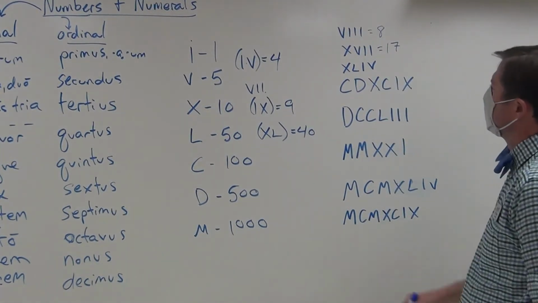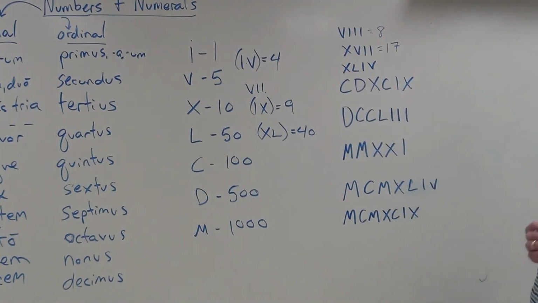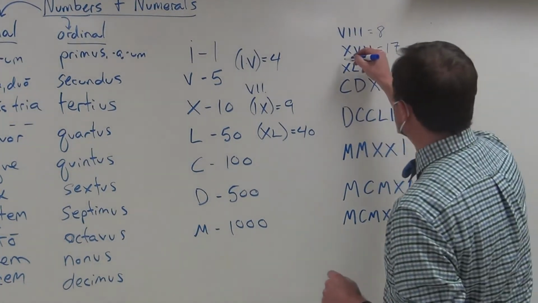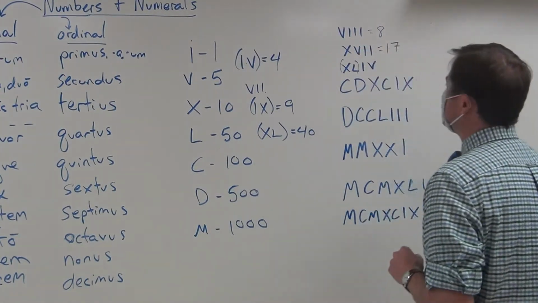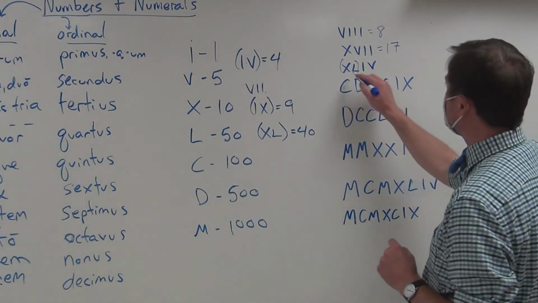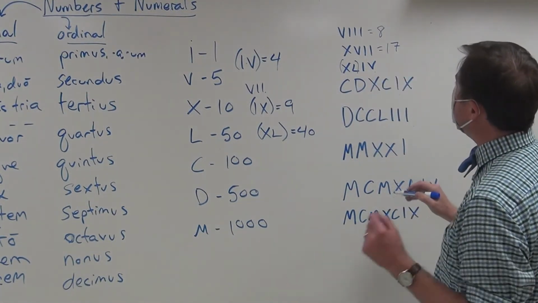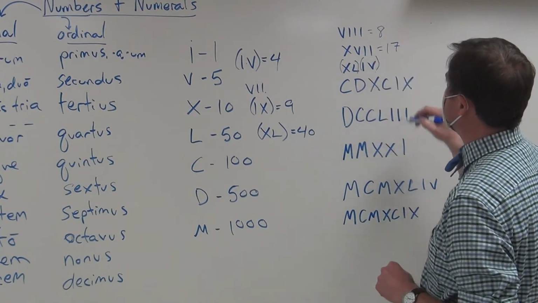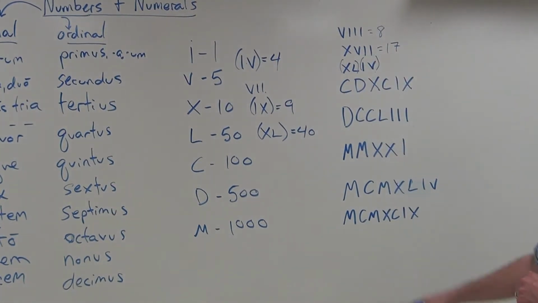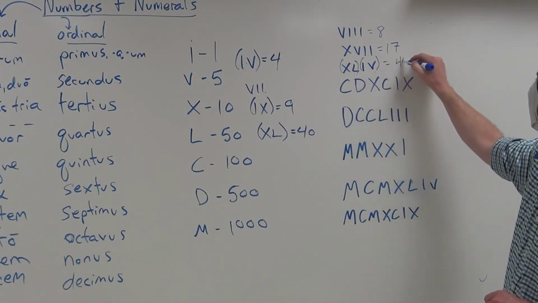17. Here, X is followed by a number that is larger. So what we are going to have to do is group that together as a unit and subtract the smaller from the larger. So XL is 40. Then you have I, you look at the V. The V is larger. So again, you're going to have to group them together and subtract the smaller from the larger. 40 plus 4. There it is, 44.